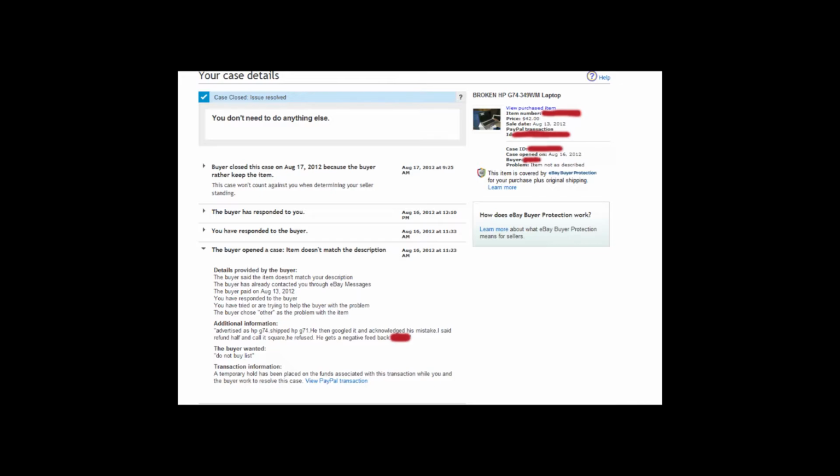And there is a transaction hold placed on the seller's funds for the amount of the laptop. So let's go ahead and look a little bit further into this in the messages that they've exchanged. And we'll also look at the feedback that was left and further case details.